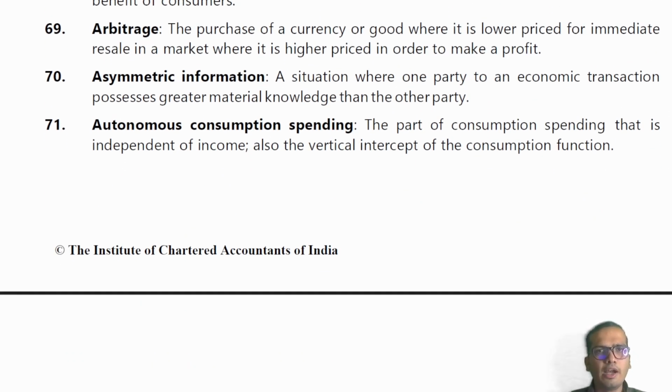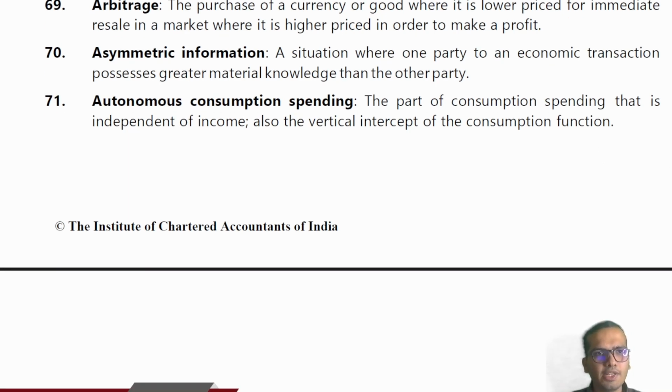Then comes arbitrage. So the purchase of a currency or good where it is lower priced for immediate resale in a market where it is higher priced in order to make a profit. So a simple example is, suppose I have a good which in one market is priced at 100 rupees and in another market it is sold at 200 rupees. So I can make the arbitrage profit by buying from one and selling it to another.